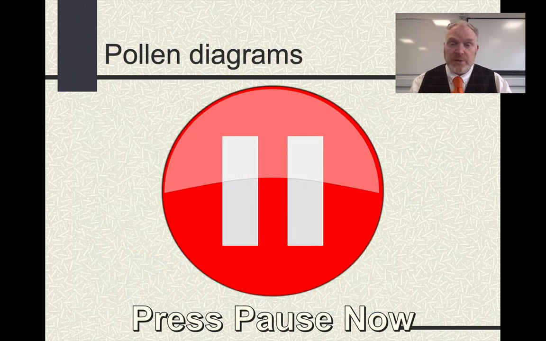So, it's time to press pause and try and zone those diagrams. See what you can come up with.